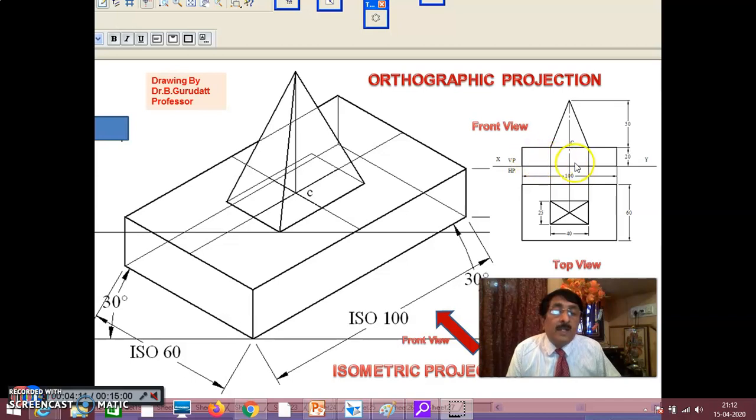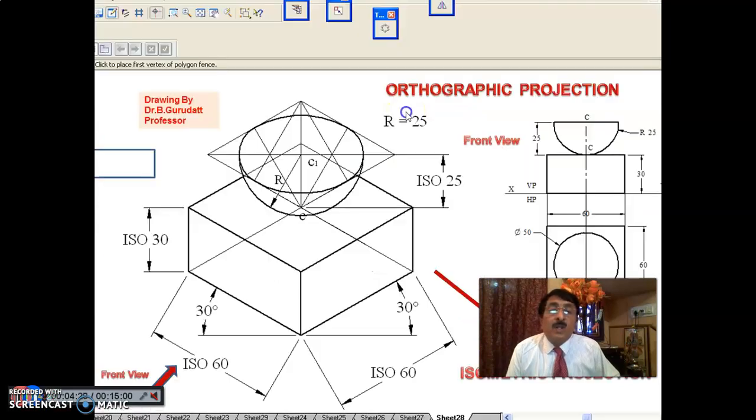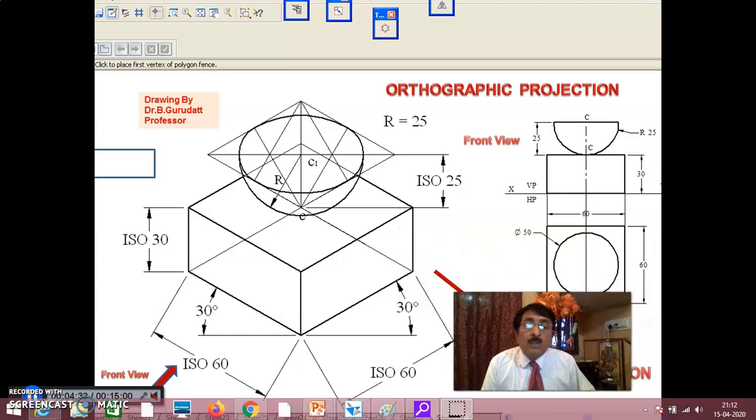Front view, top view, front view, top view. Simultaneously you should analyze. Then you will know what exactly you have to do. This is orthographic projection. In that way, you are able to complete. Okay. Next, let us say basic problem 6. You see here in this way, as you know, basic problem 6.